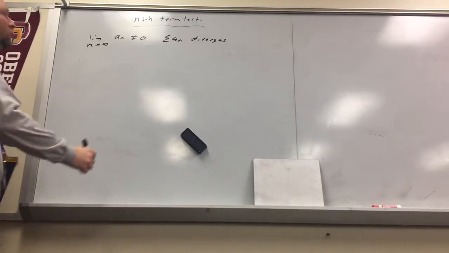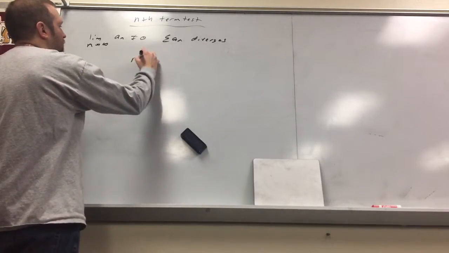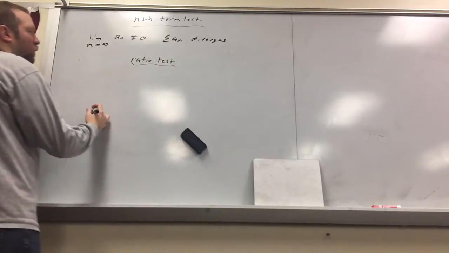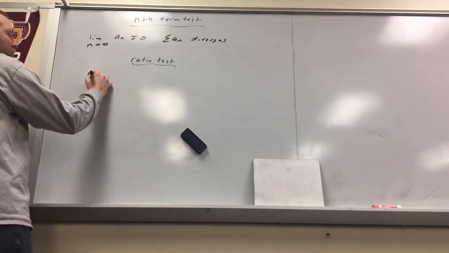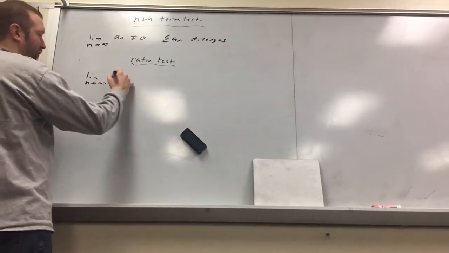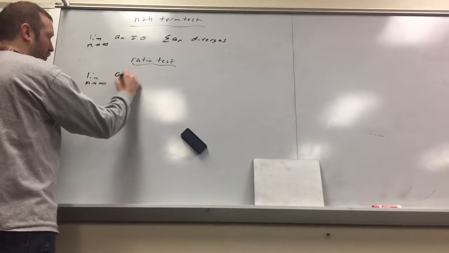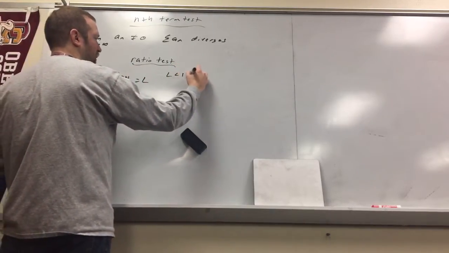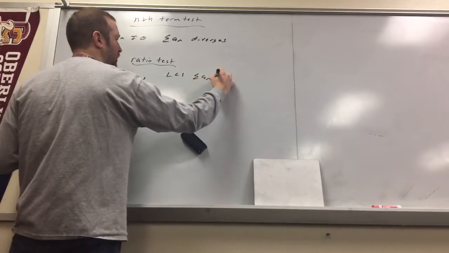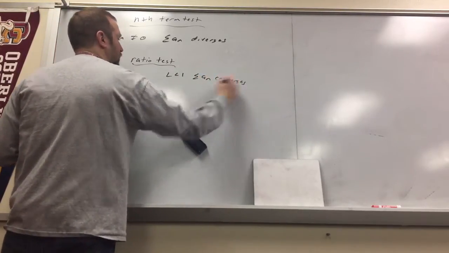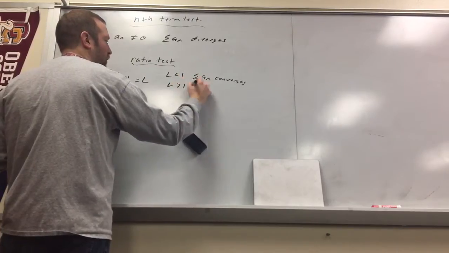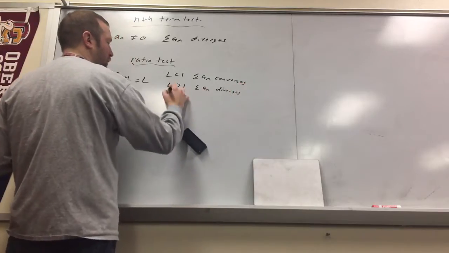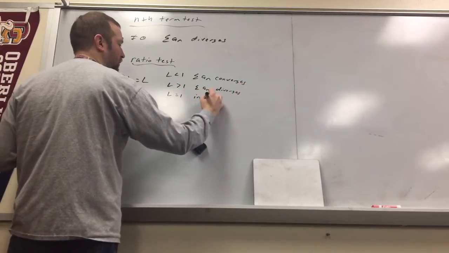All right. We've got our ratio test. The ratio test is the limit as n goes to infinity of a sub n plus 1 over a sub n equals L. If L is less than 1, the series a sub n converges. If L is greater than 1, the series a sub n diverges. And if L equals 1, inconclusive.